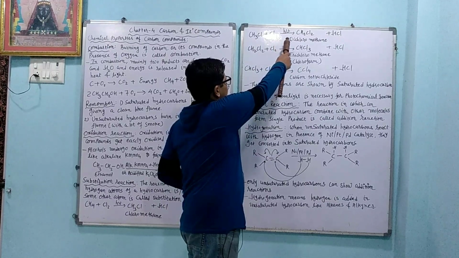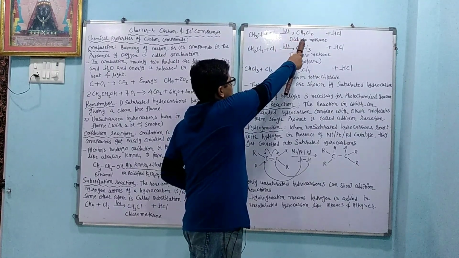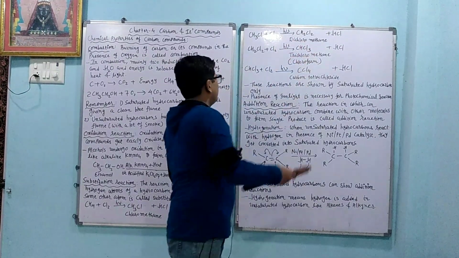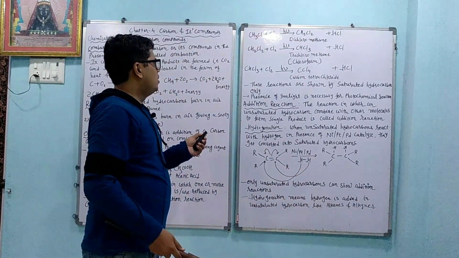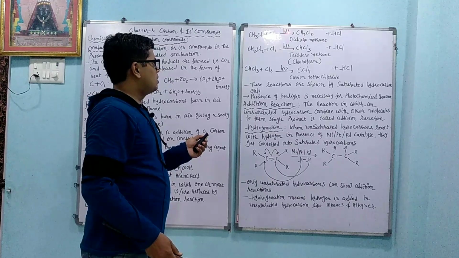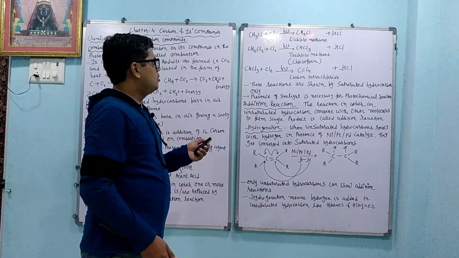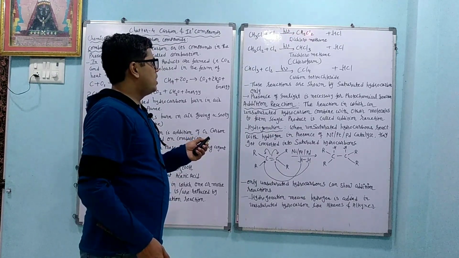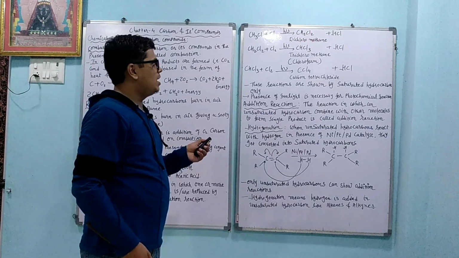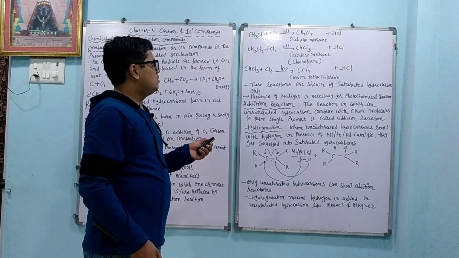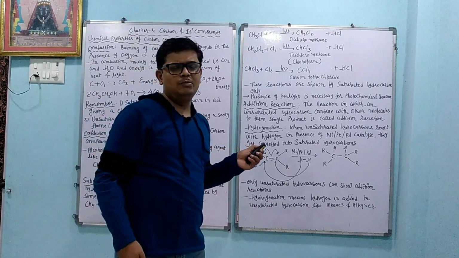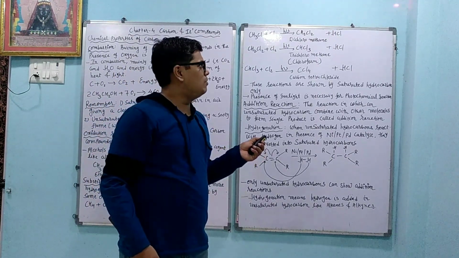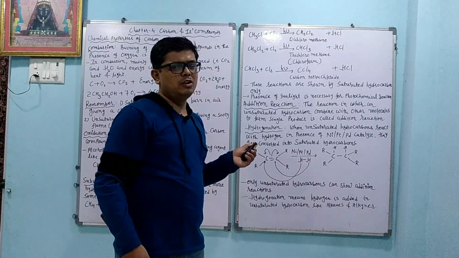CH3Cl plus Cl2 in the presence of sunlight gives CH2Cl2 plus HCl. Now dear students, CH3Cl, that is called chloromethane or methyl chloride, reacts with more chlorine in the presence of sunlight. Then here 2 chlorine atoms are added, so it is called dichloromethane. So we get dichloromethane plus hydrochloric acid. If the hydrochloric acid is in liquid form, then it is called hydrochloric acid. If it is in gaseous form, then it is called hydrogen chloride.